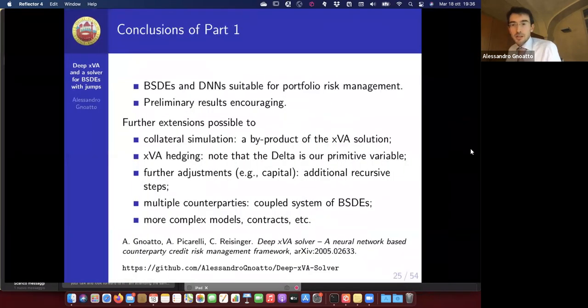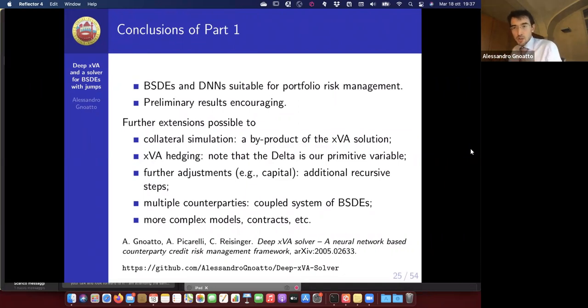There are also several interesting things that we did in this first part, such as looking at the hedging strategy, but I don't have time to do that because I would like to move to the second part now. But essentially, these are the conclusions for the first part.